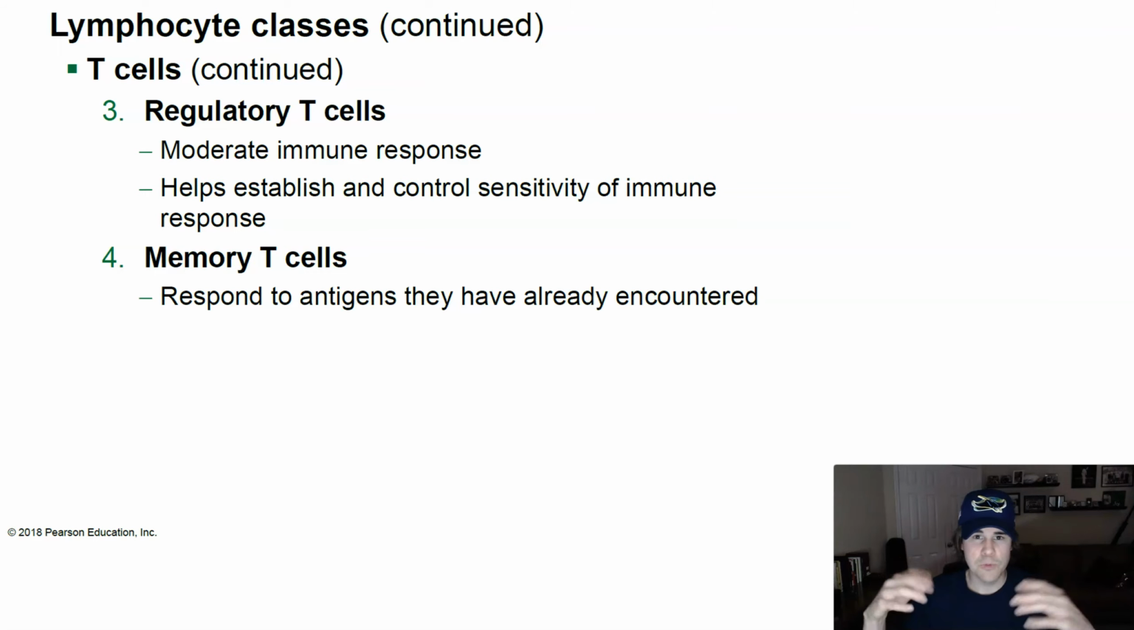Sometimes when our immune system overramps, like in septic shock and various things like that, regulatory T cells moderate the immune response. They tone it back. Sometimes our immune system can be very aggressive, so they're like, hey, let's tone it back a little bit. Memory T cells help us remember. This is how vaccines work. Memory T cells respond to antigens they have already encountered.